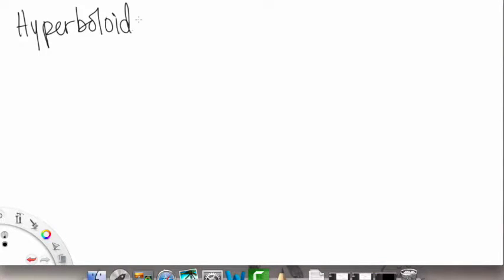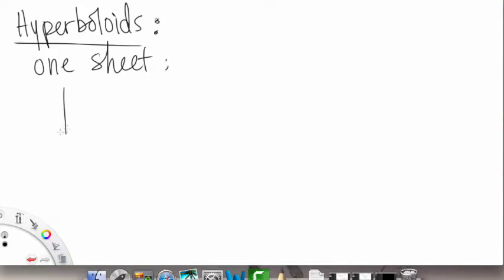Hyperboloids. Okay, so again we have a pretty cool name. And here we have two divisions of it, or two classifications. So we have one that's called one sheet, okay? And this one looks like we would have something like a circle here and a circle there, and then it kind of goes in, and then it comes out again. So kind of like an hourglass sort of figure there.